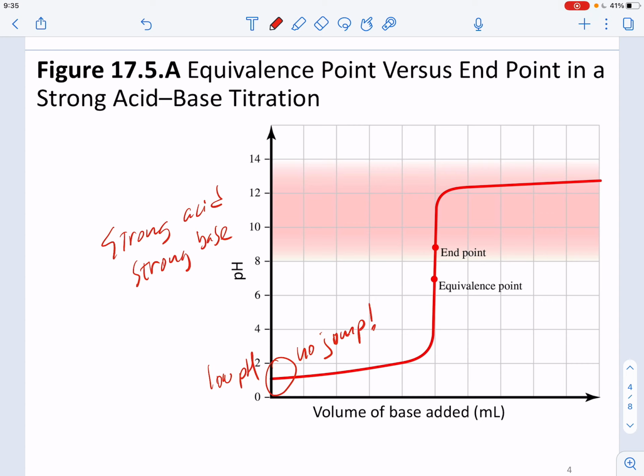If it was a weak acid, there is a little jump there, a larger jump if it's a weaker acid, but because there is no jump there, this is a strong acid. Okay, and for a strong acid, this equivalence point is right at pH 7.